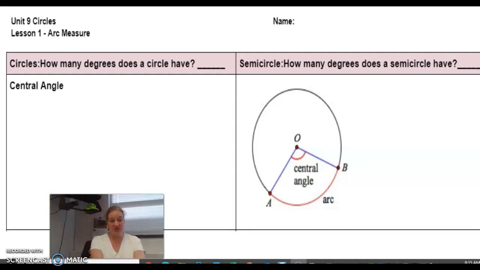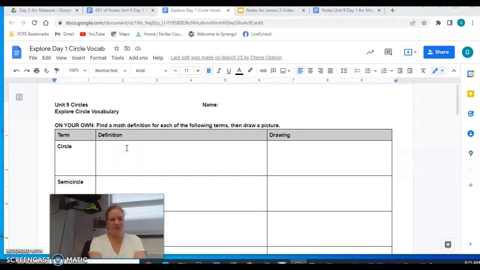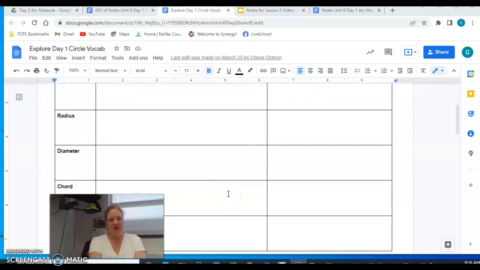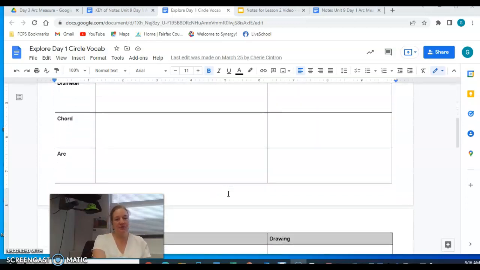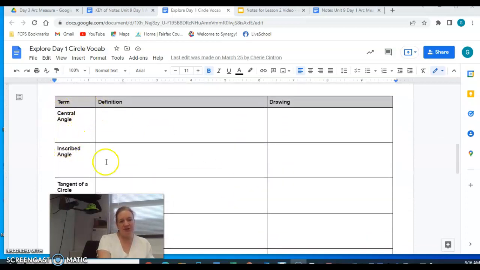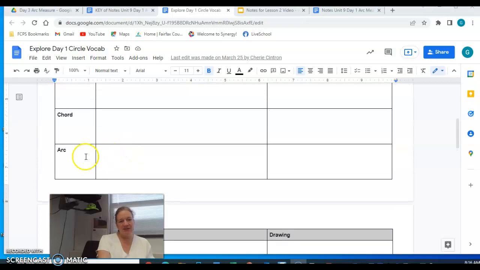Do you need me to show you what it looks like? It looks like this. It's the one you did on the first day, where you filled in the definition and then you did the drawing. So you should have this completed and in your file, and I would highly recommend you pull it up because we're going to be talking about central angles, inscribed angles, and minor and major arcs today. So you might even want to add to your sheet today.